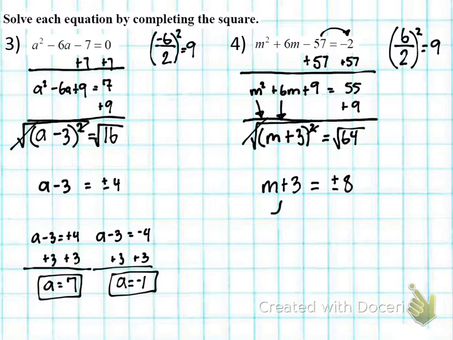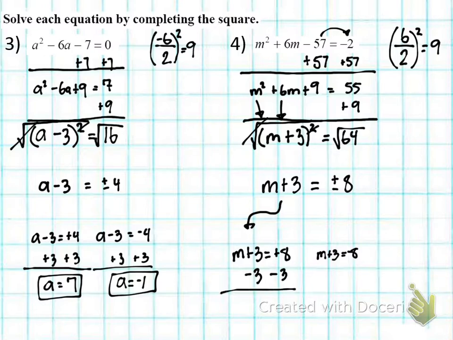So that means we have two answers. Now we're going to write m plus 3 equals positive 8. And m plus 3 equals negative 8. Okay, what should I do to solve the first equation? Subtract 3 from both sides. Good. So what's 8 minus 3? 5. Good. Okay. So that's the first answer. Second answer, we subtract 3 on both sides. What is negative 8 minus 3?